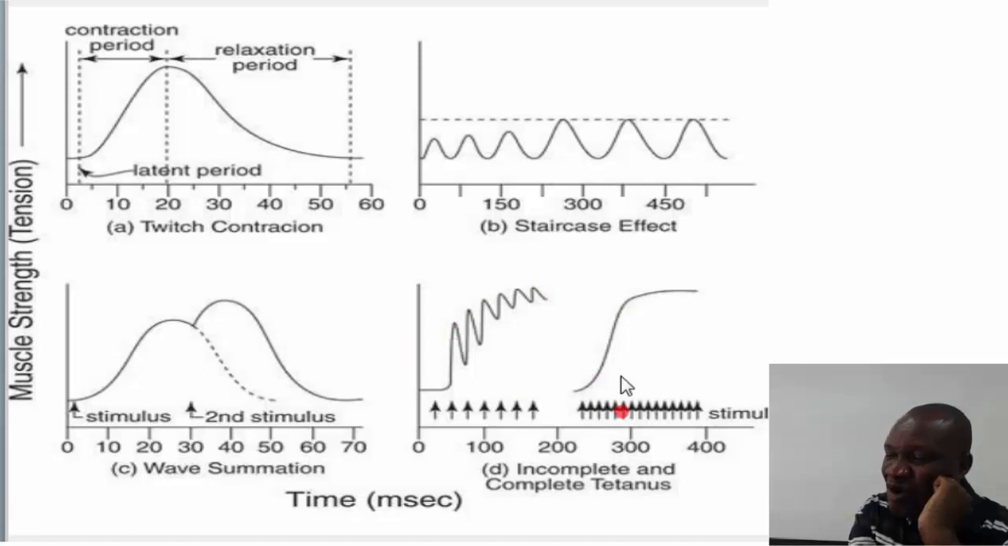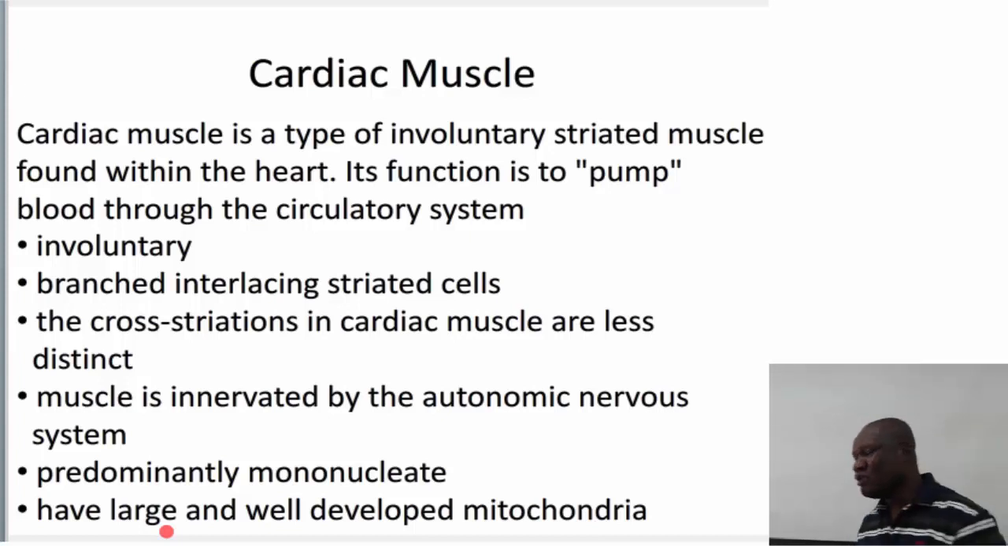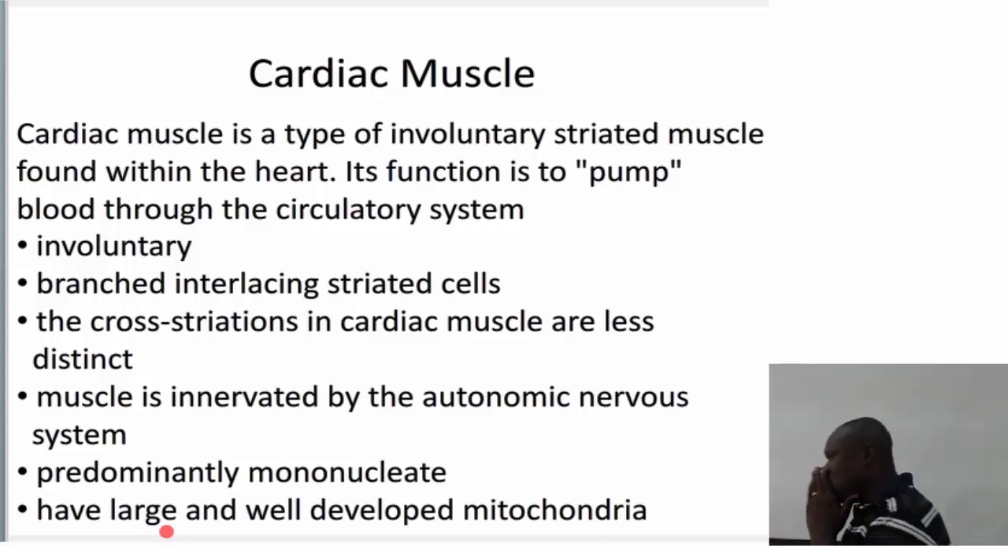Now, if the stimulation rate increases further, then this will fuse into a single response, which is a complete tetanus. The tension developed in a complete tetanus is about 4 times that generated in a single twitch. Now, that will do with skeletal muscle. Now we're going to look at cardiac muscle.